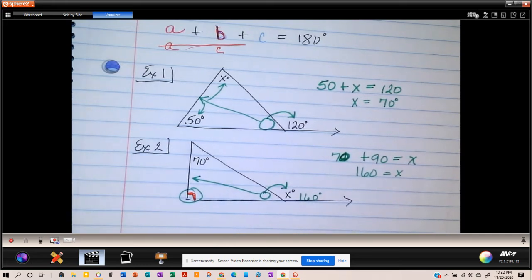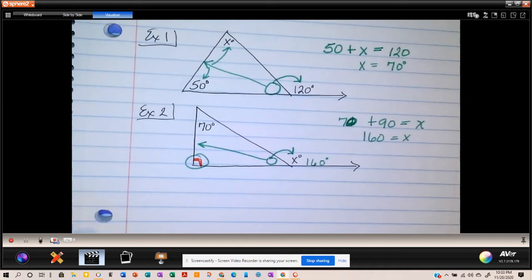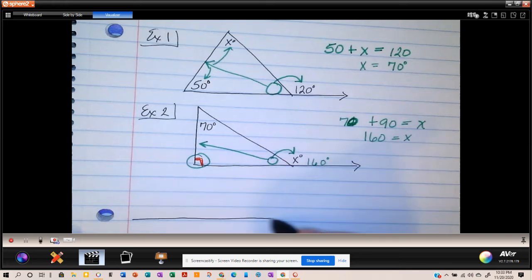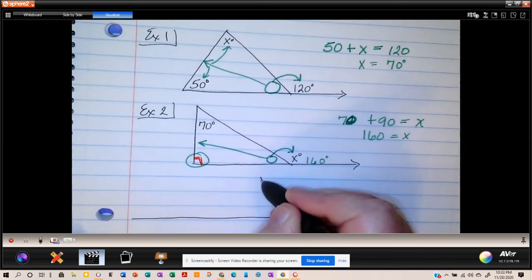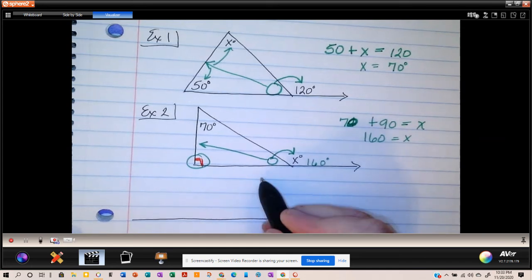Okay? Let's do example 3. My black pen doesn't like to draw upside down.